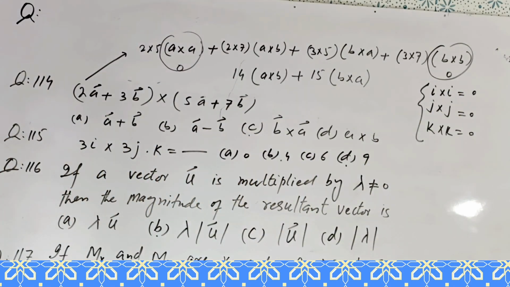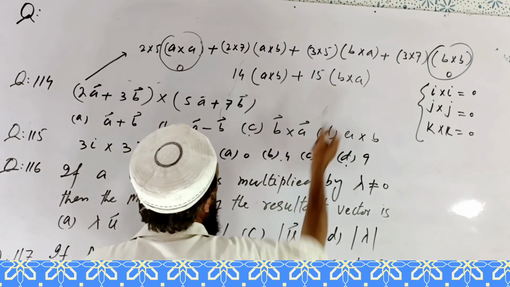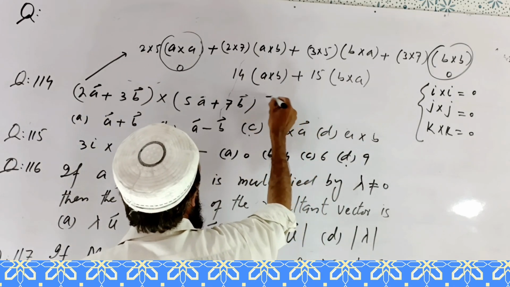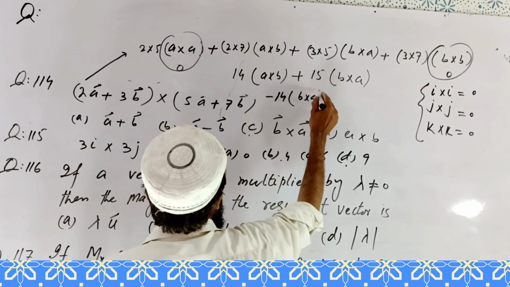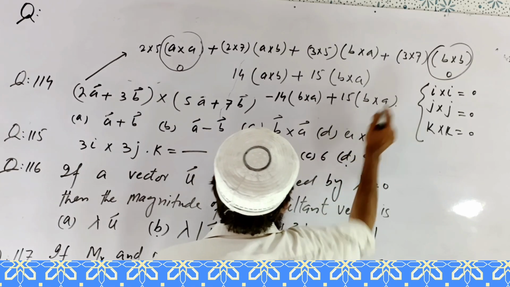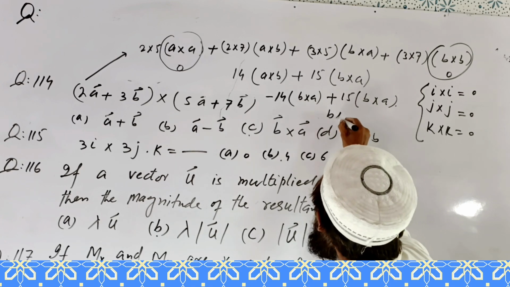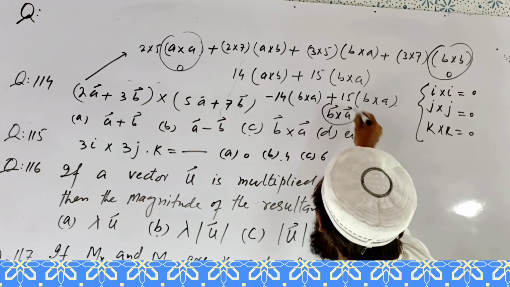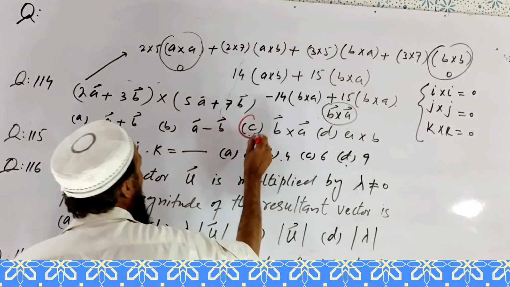Now if we change the direction in the cross product, we can write minus 14 b cross a plus 15 b cross a. Now both are the same, we get here 15 minus 14 times b cross a, that is b cross a. So the correct option is C in this MCQ.